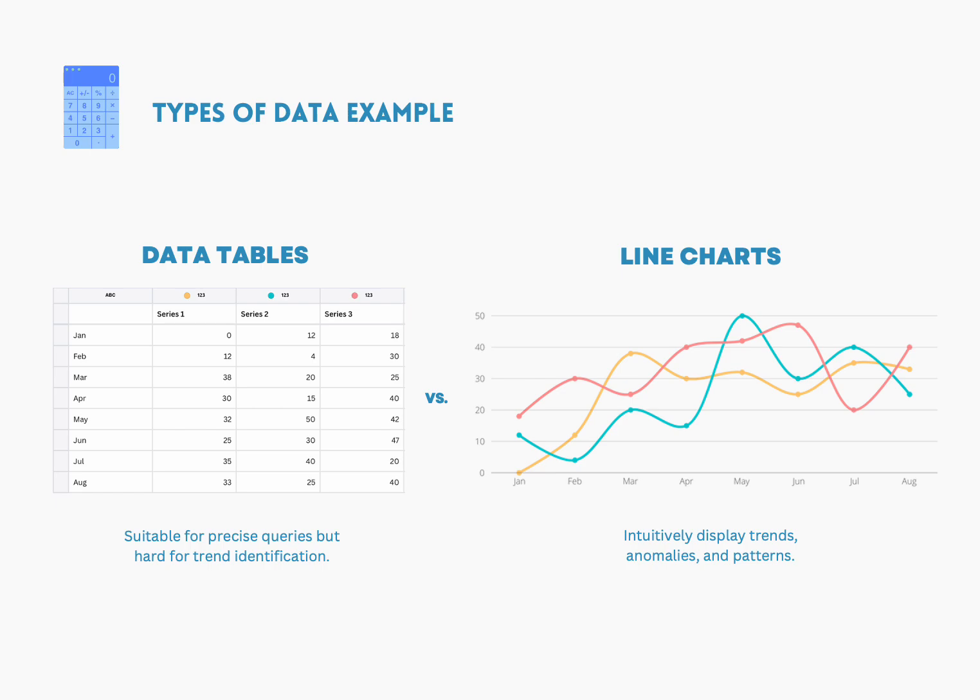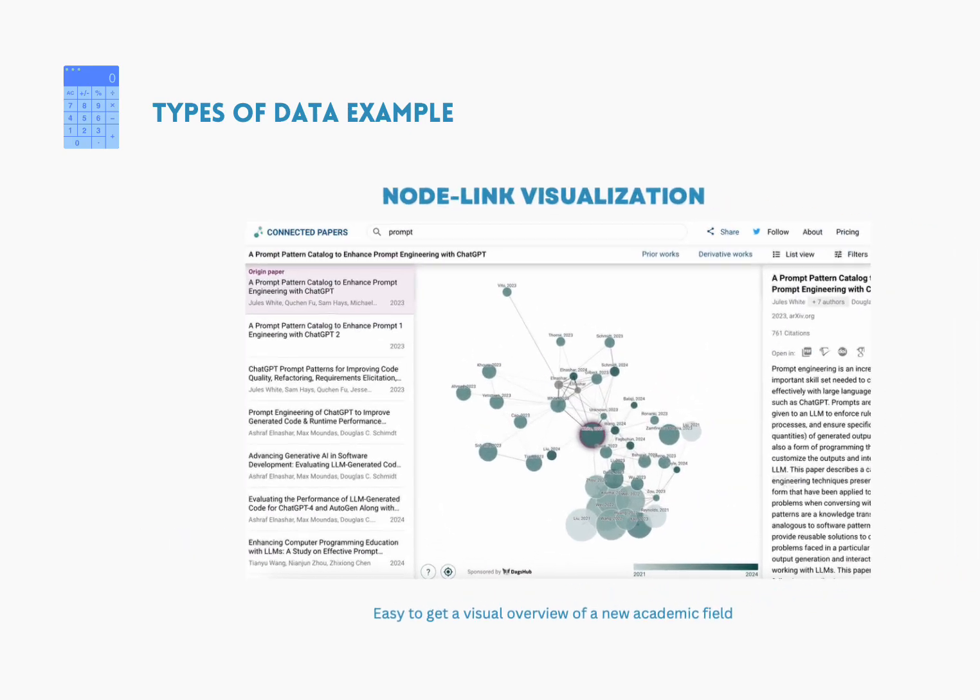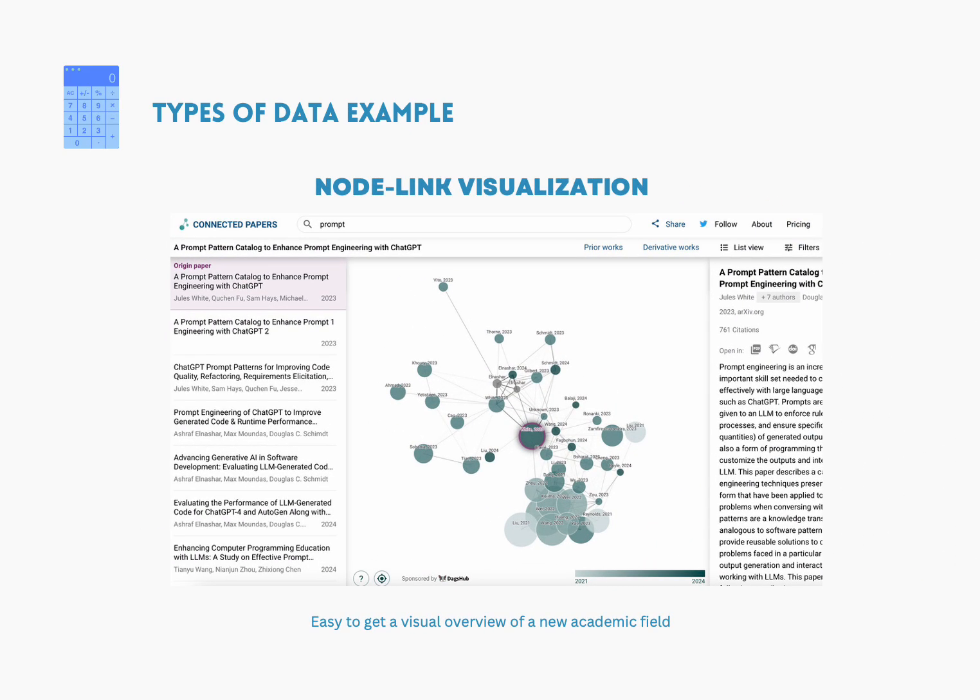Let's compare two common examples. Data tables are good for precise queries but hard for identifying trends, and a line chart is perfect for showing trends, patterns, and anomalies. Another example is node visualization, which helps visualize relationships such as social network connections.